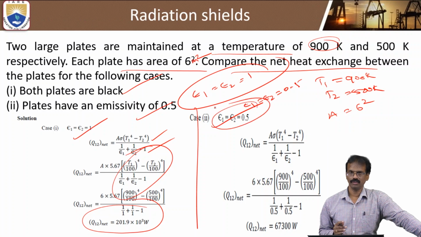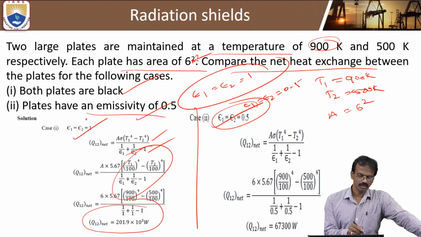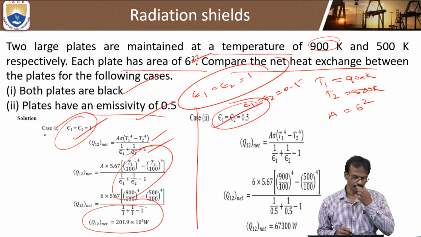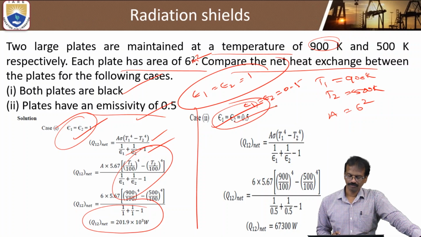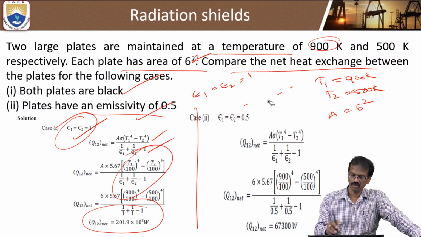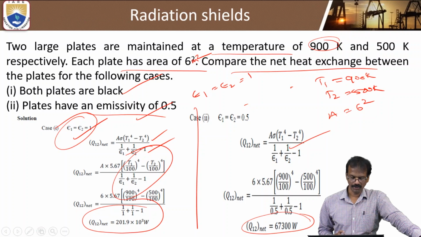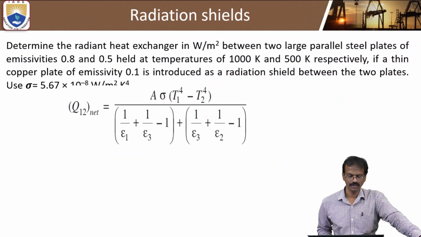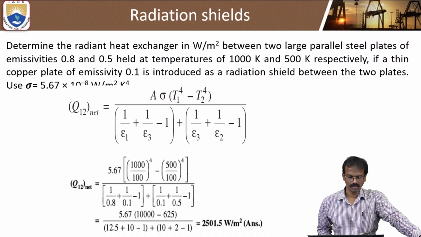This is the condition if you consider the emissivities, because the plates are gray. The earlier plates are black bodies, black surfaces. These are the gray surfaces, epsilon 1 is equal to epsilon 2 is equal to 0.5. The same formula you can use, and if you substitute the values, you will get the answer. Then you can compare both of those. The rate of heat transfer between the black bodies is very high compared to gray bodies.